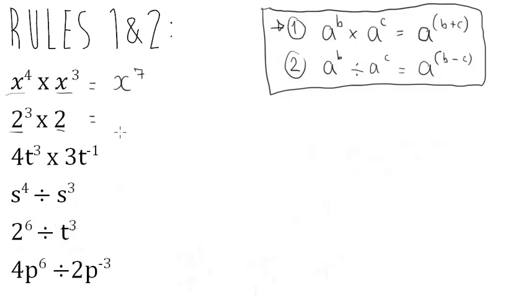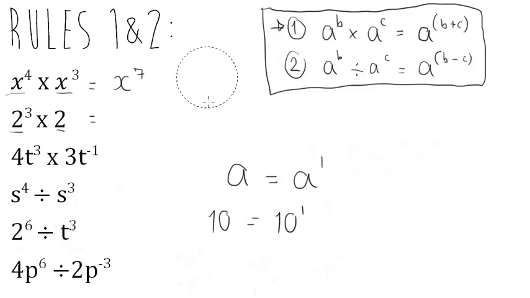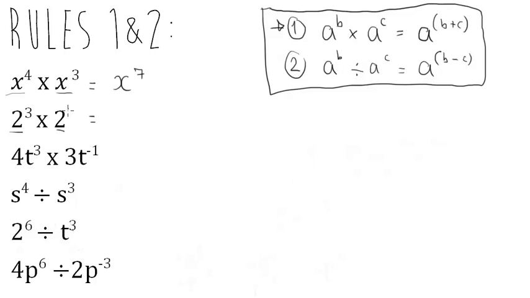Now, if you've got a number on its own, that's the same as that number to the power of 1. So a is equal to a to the power of 1. Okay, so 10 is equal to 10 to the power of 1. They mean the same thing. So to help us, we can just put a power of 1 up there, since they equal each other. And now, again, it just looks like the simple question above.